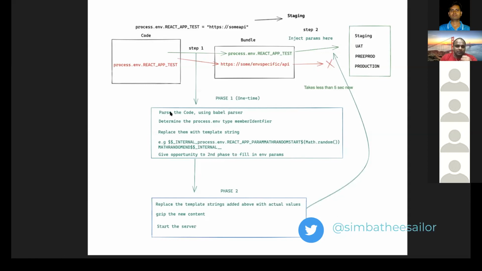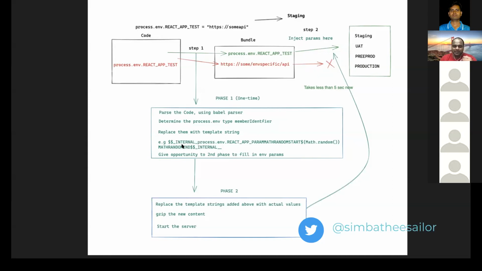So in the first step, I'll be parsing the code with Babel parser. Why am I doing it with the Babel parser? Because I have to be precise that I am replacing the correct variables. I'm not replacing any string like process.env something. I am actually replacing member identifiers or variables. That gives you the confidence that you are replacing it at the correct place. This is part of the AST, because process.env is a member identifier type of node that you can identify, and then you replace it with a template string.